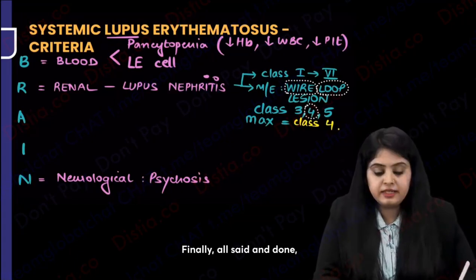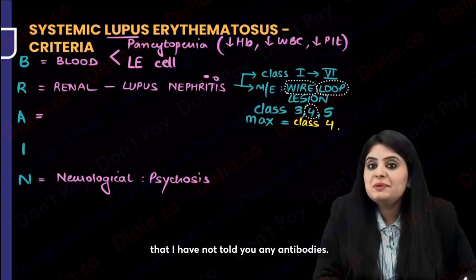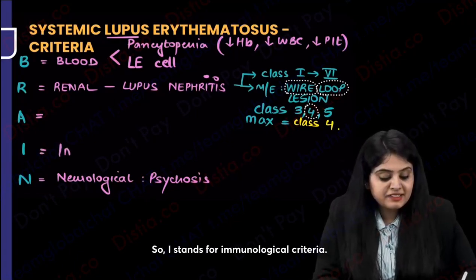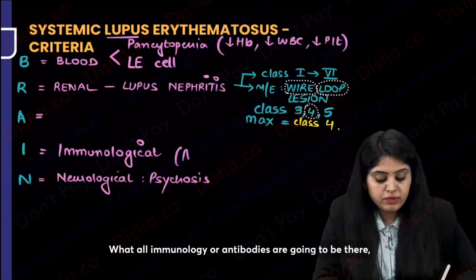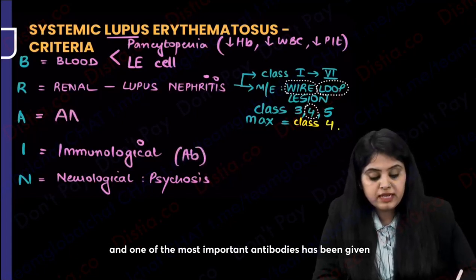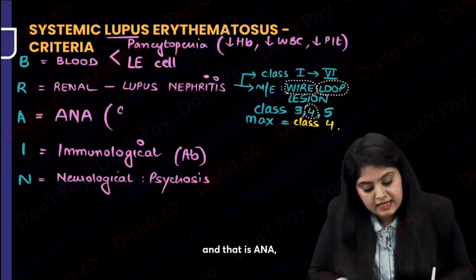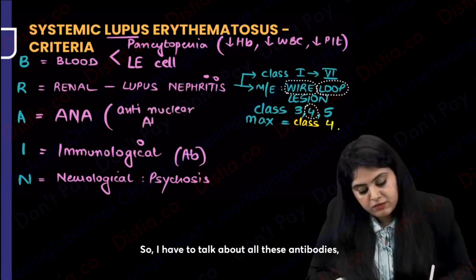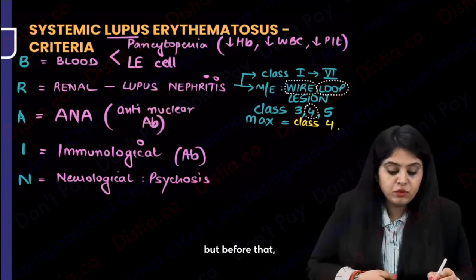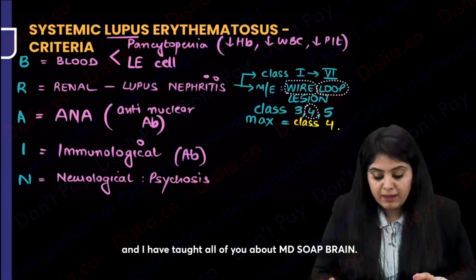Finally, all said and done, this is an autoimmune disorder. I'm forgetting that. I've not told you any antibodies. So I stands for immunological criteria. What all immunology or antibodies are going to be there, and one of the most important antibodies has been given a different criteria only, and that is ANA, anti-nuclear antibody. So I have to talk about all these antibodies, but before that, I think I have at least made my way through and I have taught all of you about MD SOAP BRAIN.